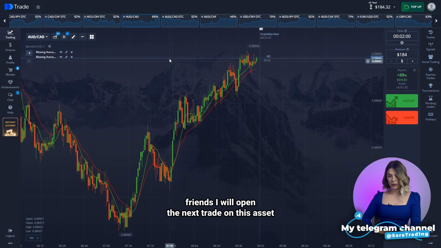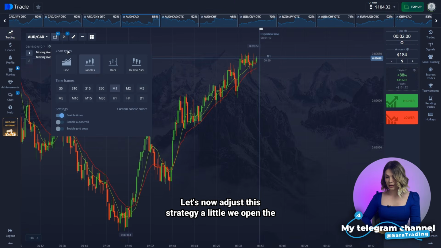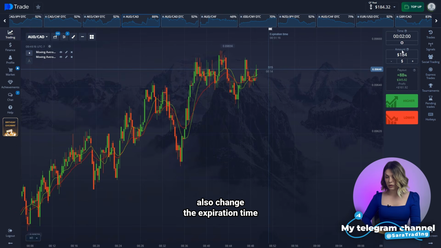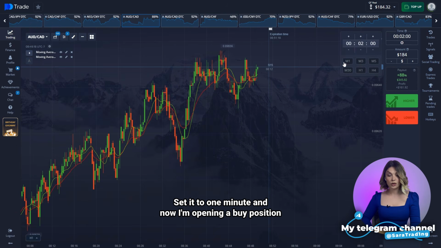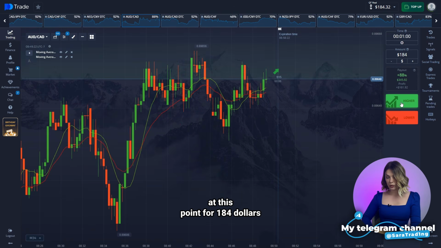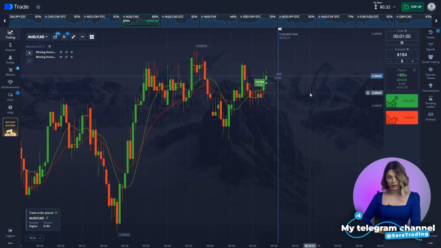So friends, I will open the next trade on this asset. Let's now adjust this strategy a little. We open the time frame of 15 seconds and also change the expiration time, set it to 1 minute. And now I'm opening a buy position at this point for $184.